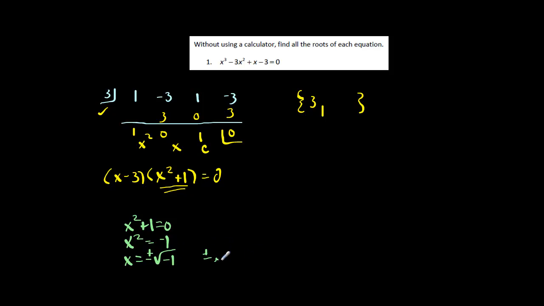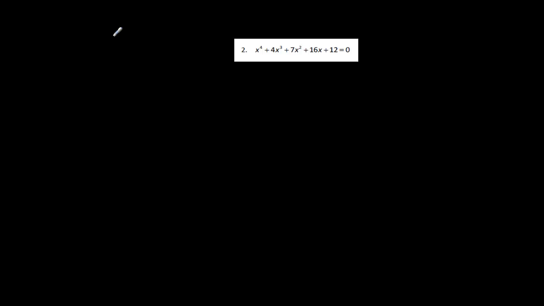So it's positive negative i. So those are my 3 zeros. So you subtract 1, you take the square root of both sides, positive negative root negative 1, and that's the definition of i. So we're going to do the same thing here.